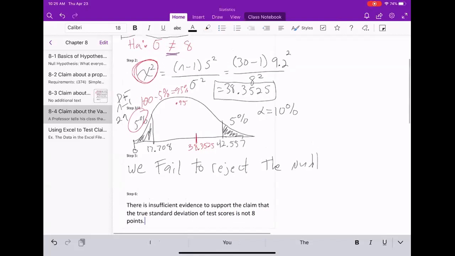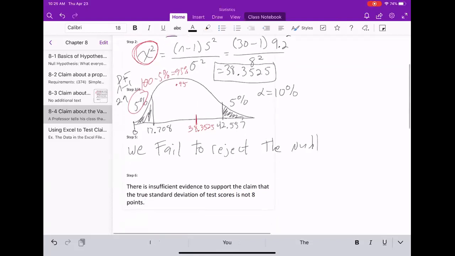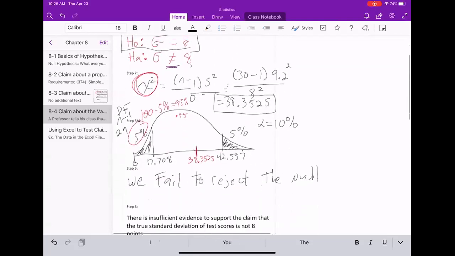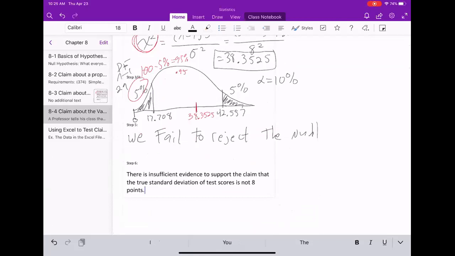So this would, oh, I'm skipping ahead. Sorry. Just kidding. Nope. That is my next question. What type of error could we have made? This would be a type 2 error.